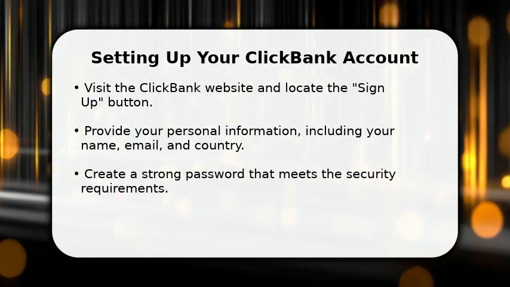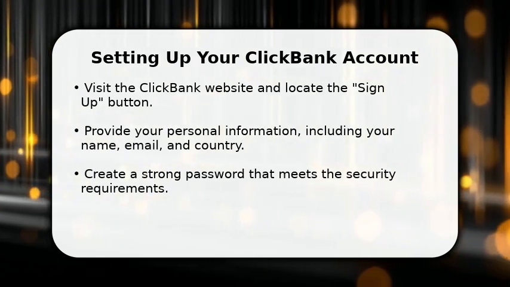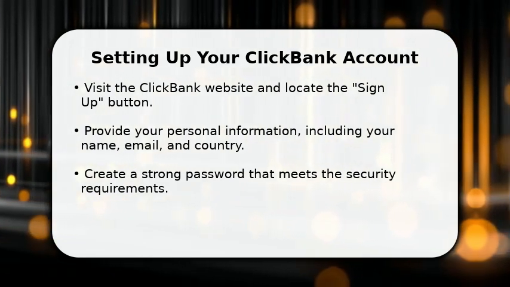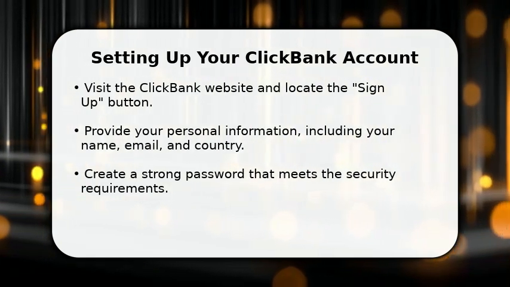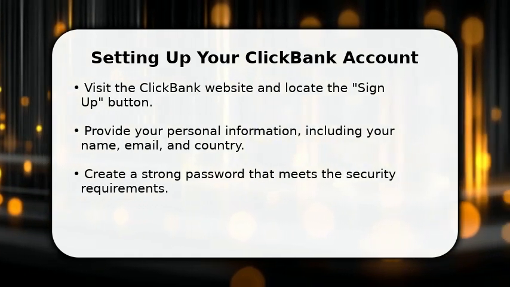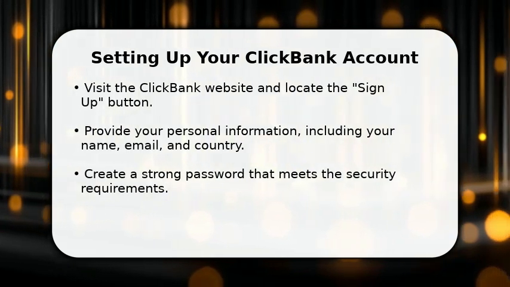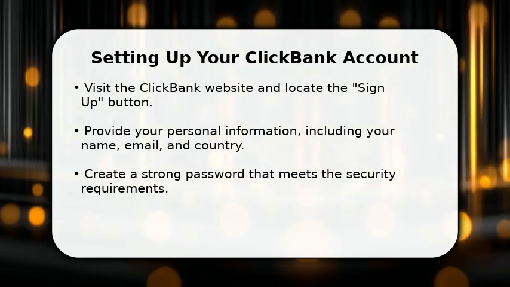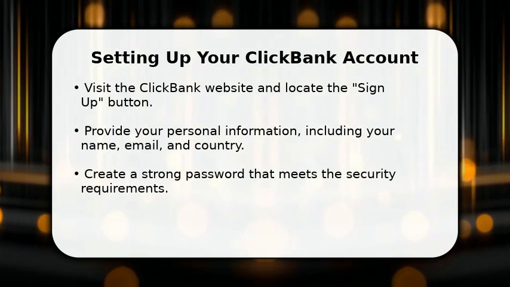In this video, I will explain how to set up a ClickBank affiliate account. First, navigate to the ClickBank website and click the Sign Up button. You will then be prompted to enter your personal details, such as your full name, email address, and country of residence. It is crucial to create a robust password, ensuring it includes a mix of uppercase and lowercase letters, numbers, and symbols for maximum security. Finally, carefully read and accept the terms and conditions to proceed with your registration.